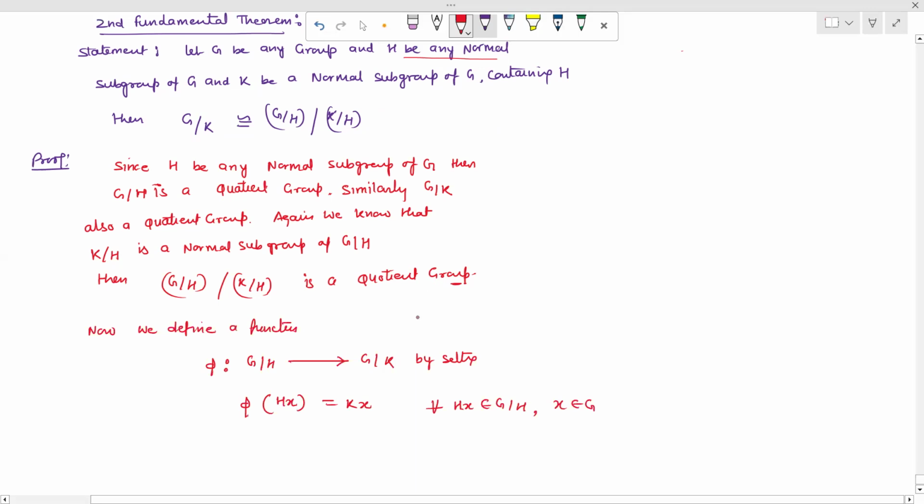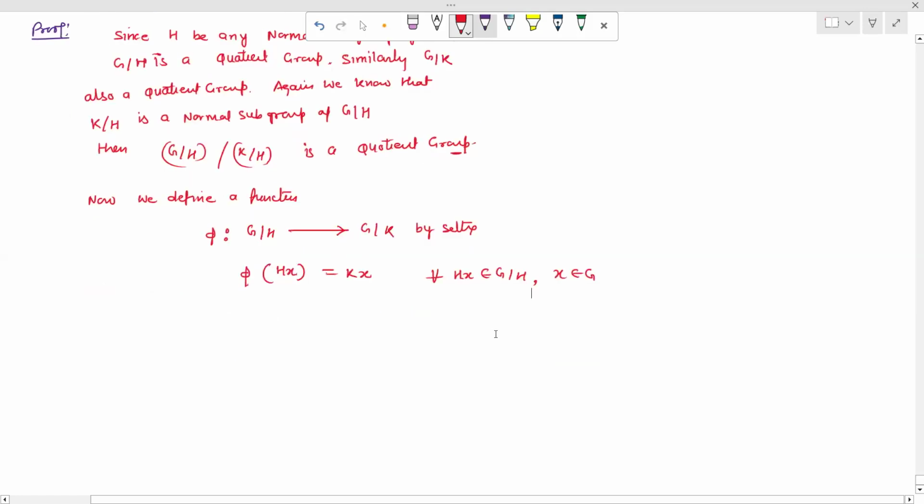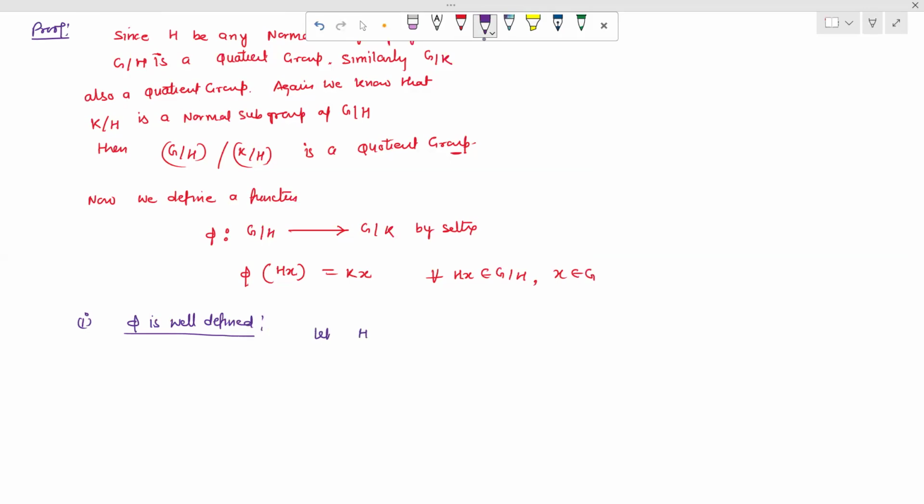Now, when we define the function, we shall prove whether this function is well defined or not. So first, we shall prove that the function phi is well defined. We take two elements of G/H. So let Hx and Hy belong to G/H, for x, y belonging to G. Now we take Hx equal to Hy.